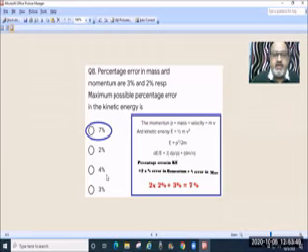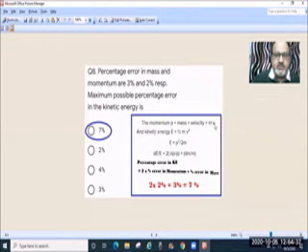Now question number 8, percentage error. These types of questions are very important. Many times these types of questions come in the examination. Percentage error in mass and momentum are 3% and 2% respectively. Find the maximum possible percentage error in the kinetic energy. Now, relative error and percentage error are very, very important from the examination point of view. So if you know, directly apply, otherwise you can solve like this.